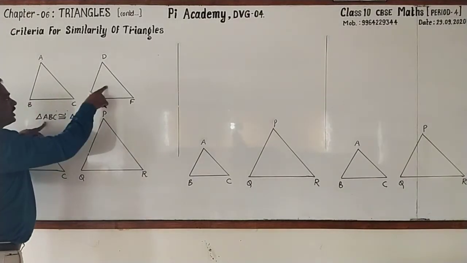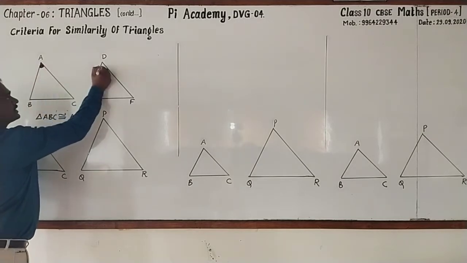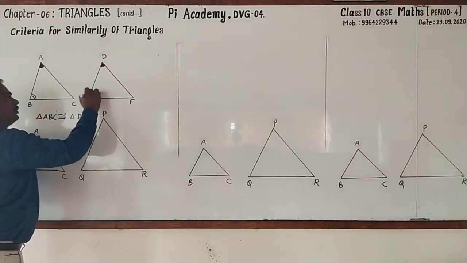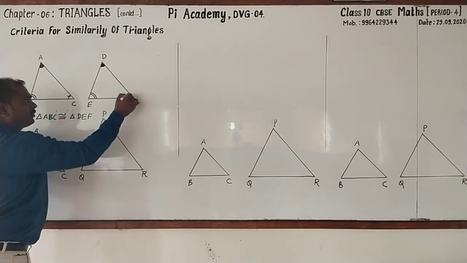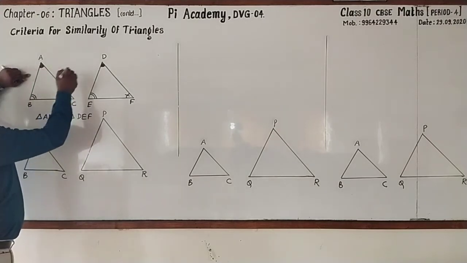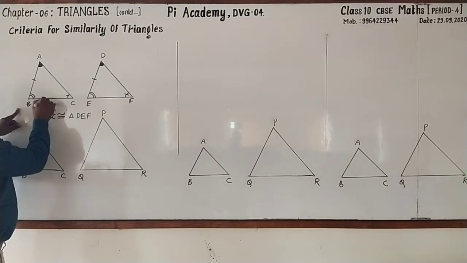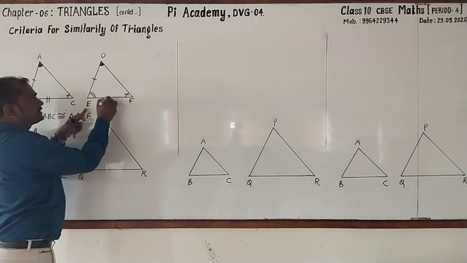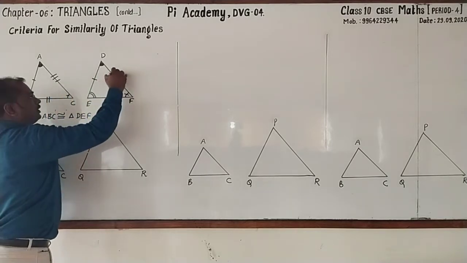Here, as these two triangles are congruent, you can say that angle A is equal to its corresponding angle D. Right? Angle B is equal to its corresponding angle E. Angle C is equal to its corresponding angle F. Similarly, the side AB is equal to its corresponding side DE. BC, a side of triangle ABC, is equal to its corresponding side EF. Not only that, even AC is equal to DF.